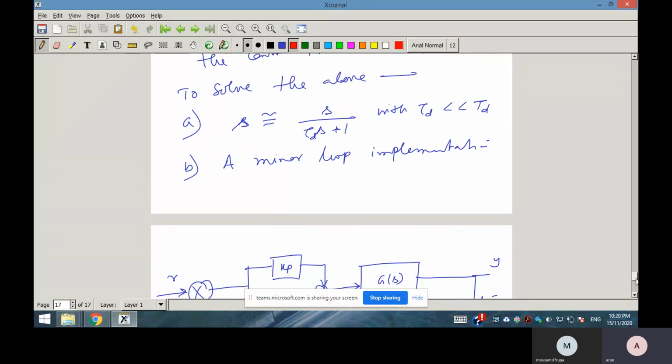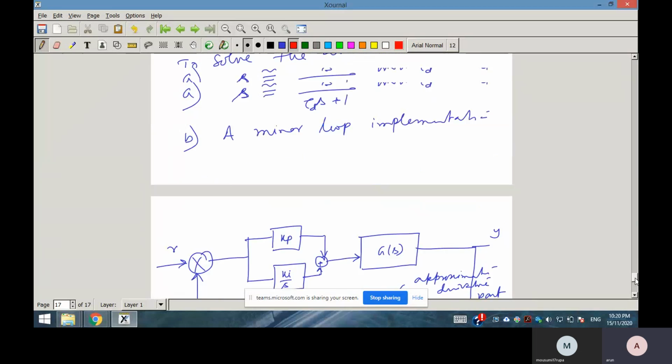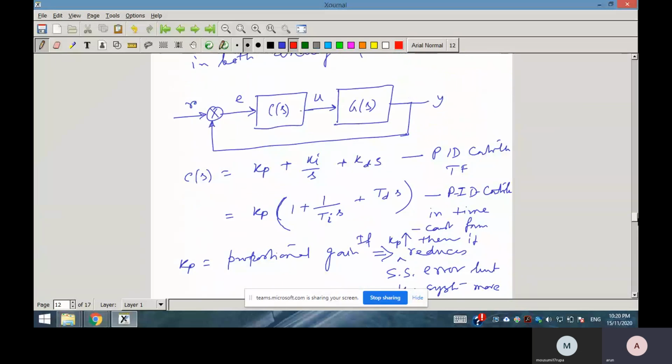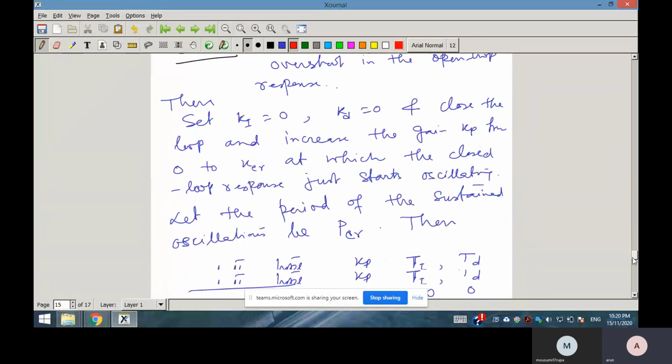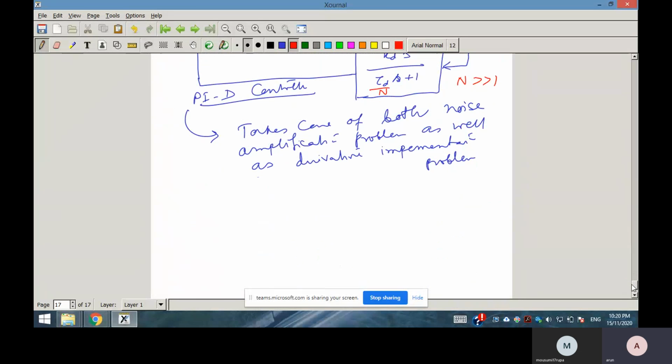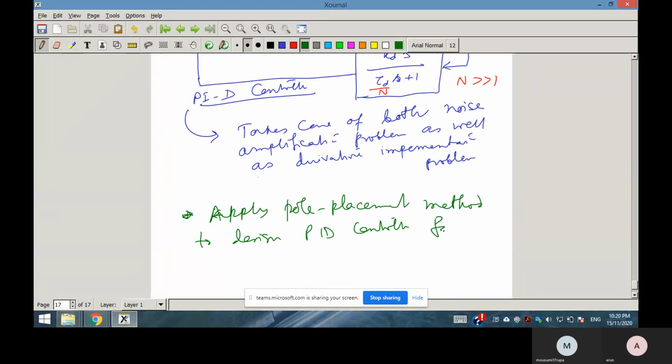so this is about the PID controller. One thing I want to say here, that the PID controller I have designed here using the Ziegler-Nichols method. There are some other methods. In fact, pole placement control you can also apply for PID design. So I am writing here, just apply pole placement method to design PID control for a second order system.